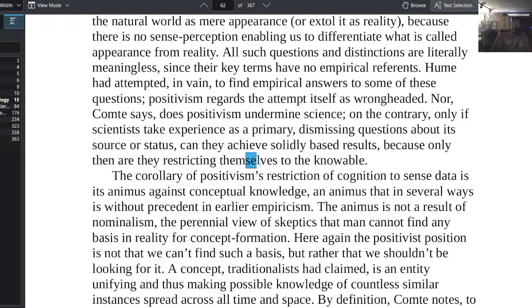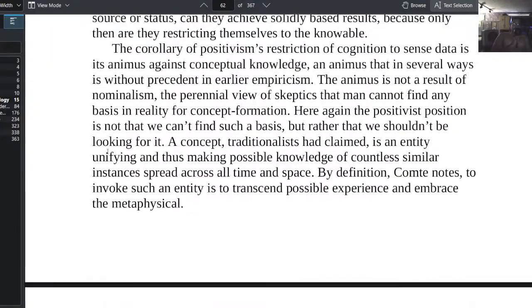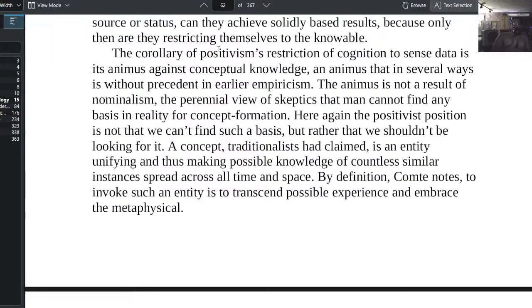The corollary of positivism's restriction of cognition to sense data is its animus against conceptual knowledge, an animus that in several ways is without precedent in earlier empiricism. The animus is not a result of nominalism, the perennial view of skeptics that man cannot find any basis in reality for concept formation. Again, the positivist position is not that we can't find such a basis, but rather we shouldn't be looking for it.